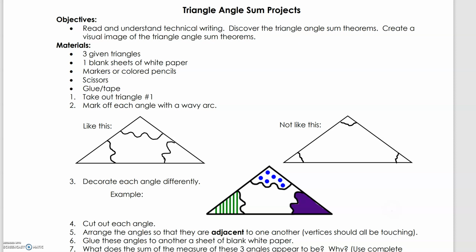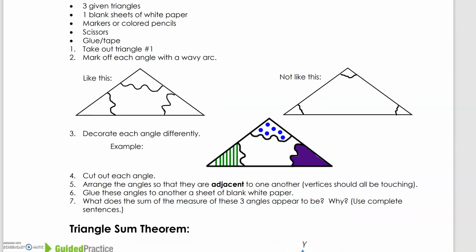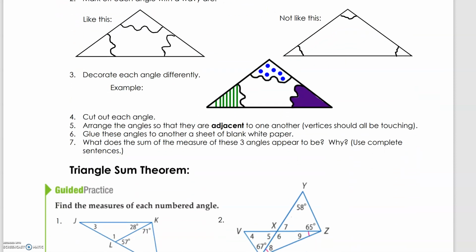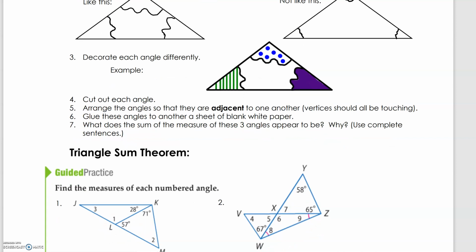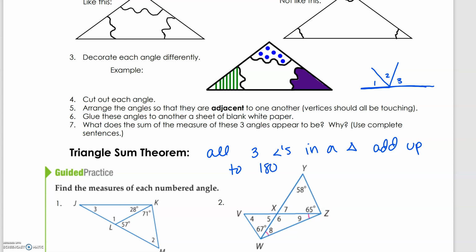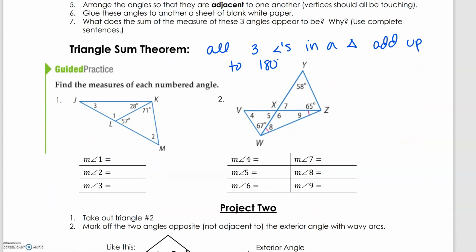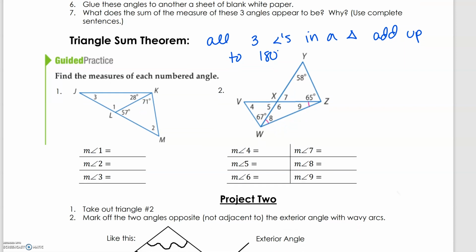So this project was just taking three angles of a triangle and putting them together to show that if we put them together, angle 1, 2, and 3, it would form a line, which would show that all three angles in a triangle add up to 180 degrees. So with that triangle sum theorem, we're going to take a look at these two examples here.